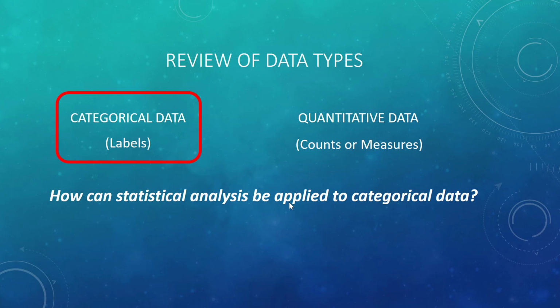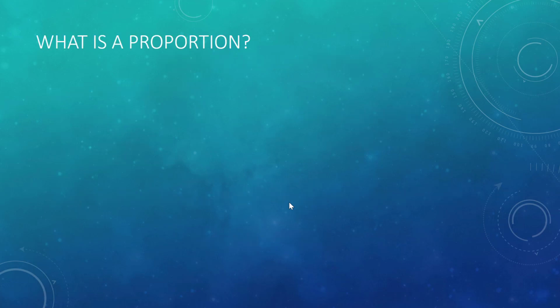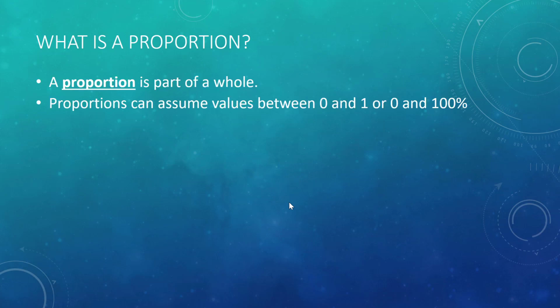How can statistical analysis be applied to categorical data or labels or words? Well, the answer is proportions. Well, what is a proportion? A proportion is part of a whole. Like probabilities, proportions can assume values between 0 and 1 or 0 and 100%.